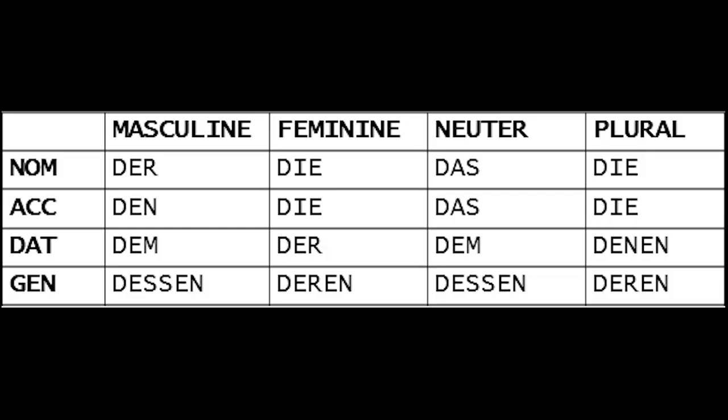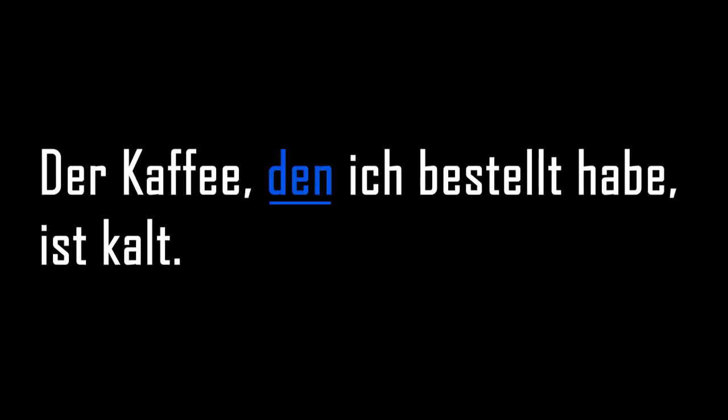So if we're to go back to the table and look where this relative pronoun works, it would be masculine accusative, which would mean der Kaffee, den ich bestellt habe, ist kalt. Do you see how that works? It starts to make a lot more sense if you pull apart the sentences, which I appreciate takes time, but that's how we learn. Let's go on to an even trickier one.